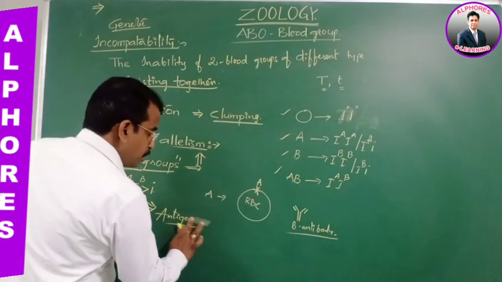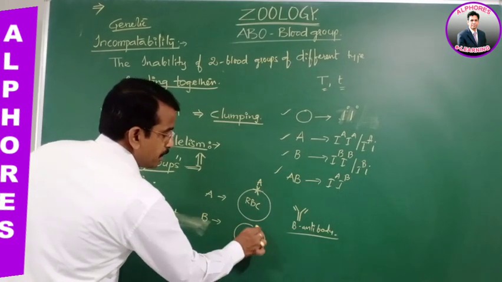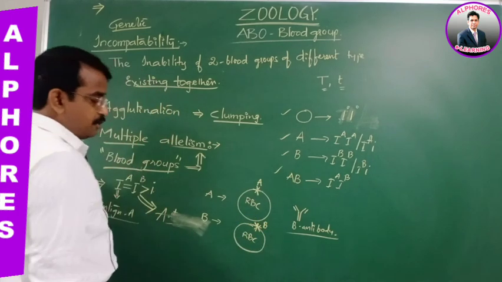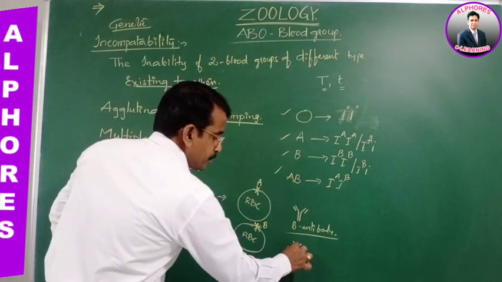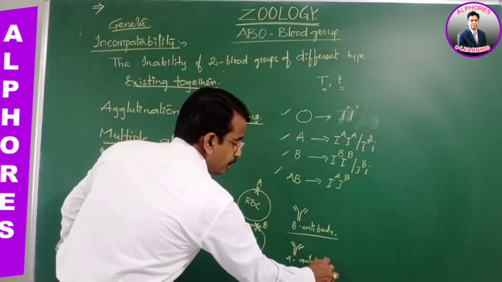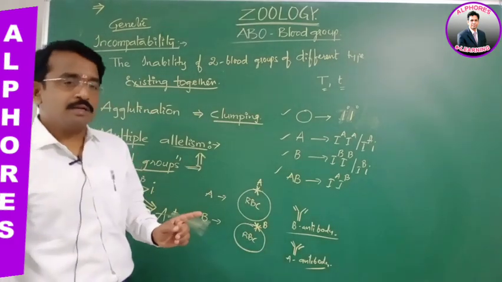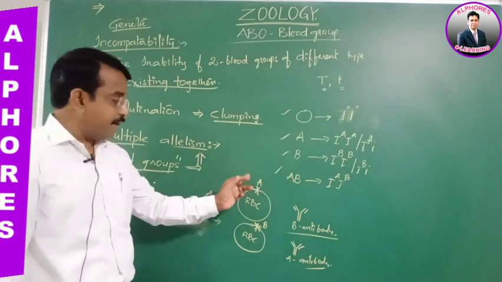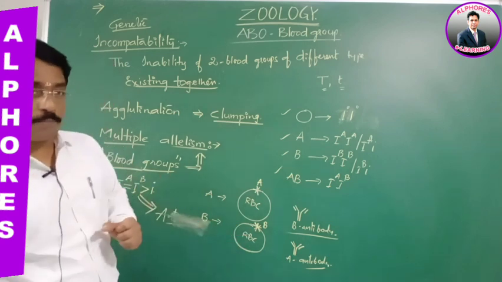Next, B is a blood group which is determined by B antigen on its RBC and A antibody in its plasma. So let me remind you of one thing: RBCs possess the antigen, either A antigen or B antigen, whereas plasma contains the antibody.